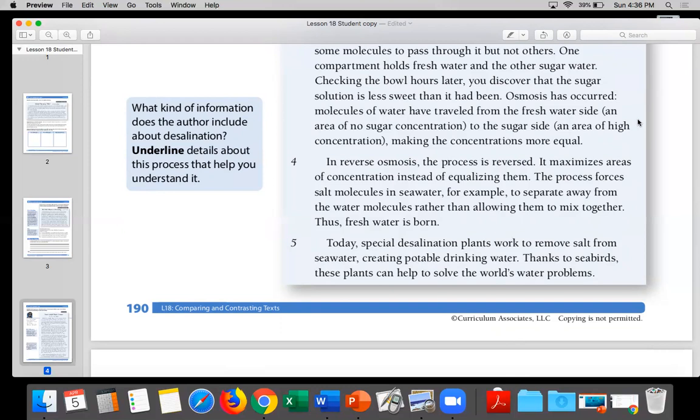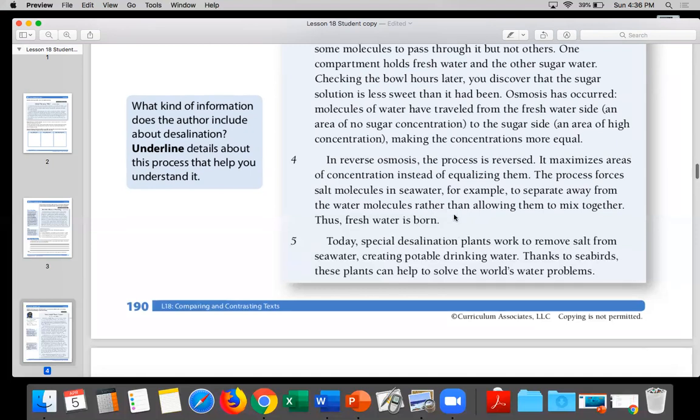So instead of, hold on, I'm going to read that one more time. Maximizes areas of concentration instead of equalizing them. The process forces salt water molecules to separate away from water molecules. Okay, so it basically takes the salt out. Thus, fresh water is born. So it moves the salt all to one side, basically. Okay, kind of. Today, special desalination plants work to remove salt from seawater, creating potable drinking water. Thanks to seabirds, these plants can help to solve the world's water problems.